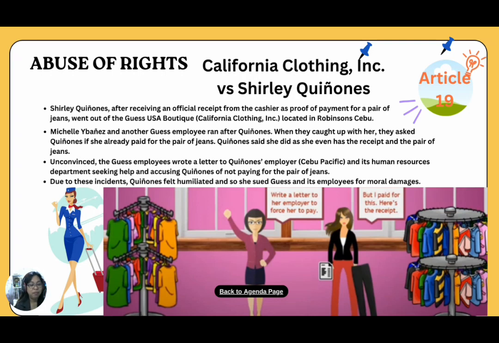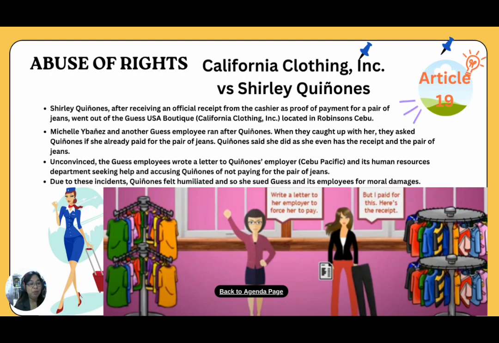And then, these two employees of Guess USA followed her and ran after her. They said, "Miss, have you paid for your jeans?" And then she said, "Oh yes, I already paid for these jeans. Here is my receipt." But the two Guess employees were not convinced of what she said.